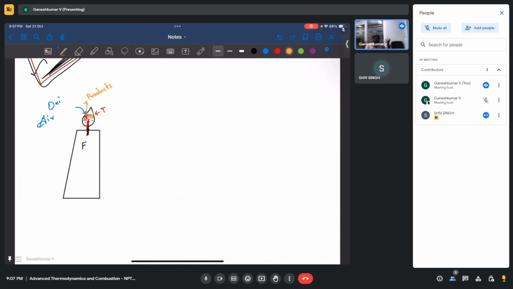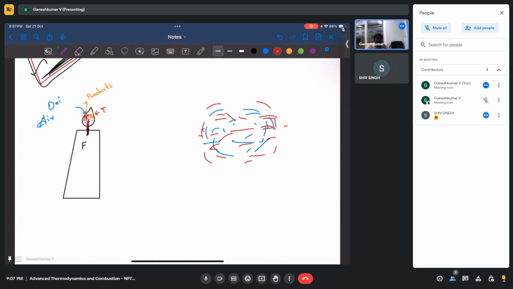Fuel and oxidizer are not mixed. Both are in different quantities. They come and meet at the flame, and then they will react. But in a premix system, fuel and oxidizer will be mixed. So this is fuel and this is oxidizer. These two are a mixed quantity.